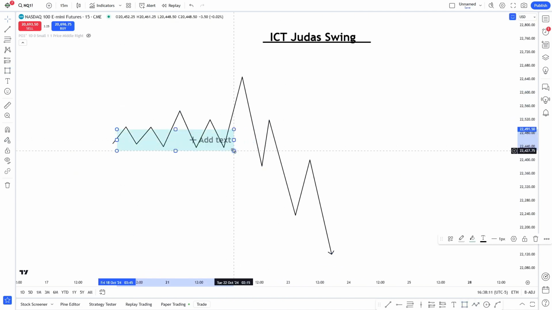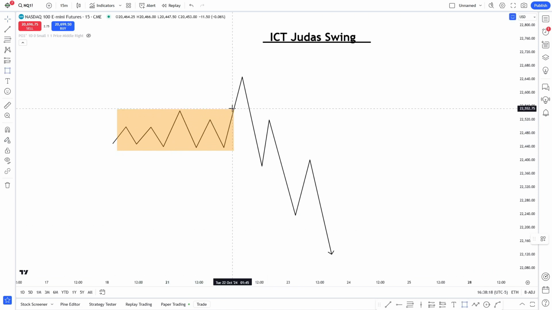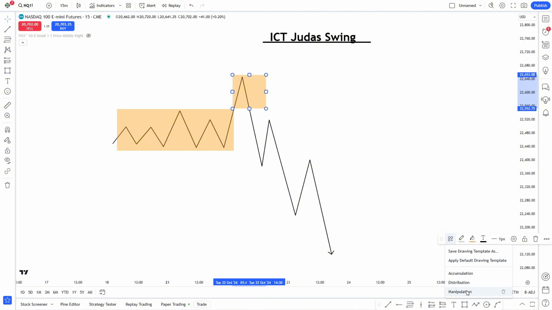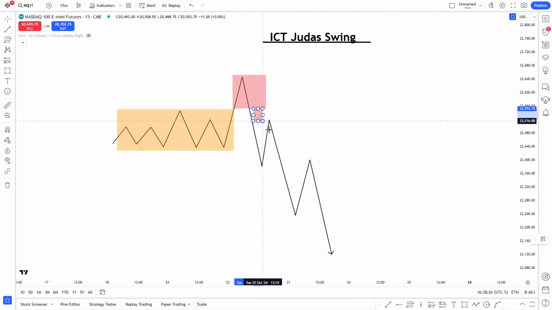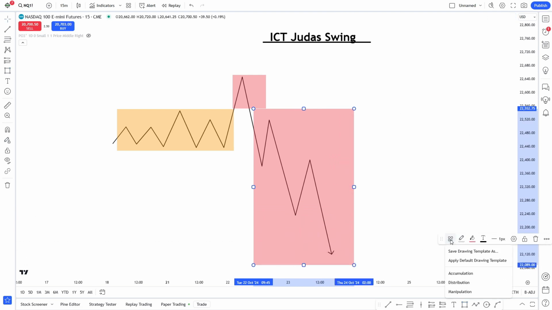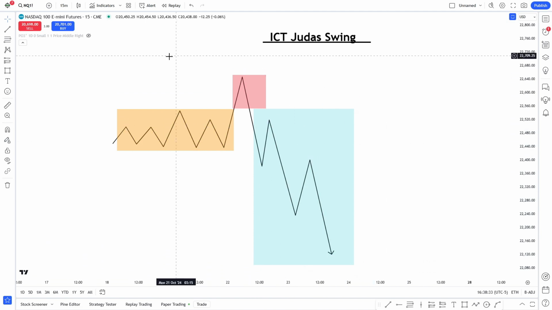Again, same thing. This is the accumulation. We have a nice tight consolidation right there. Then the manipulation, or the Judas swing, is the fake move of the day, right? We see that going above buy stops, for example, manipulation, and then we see the distribution, which is the actual move of the day occur. Okay, so there's your power of 3 or Judas swing.